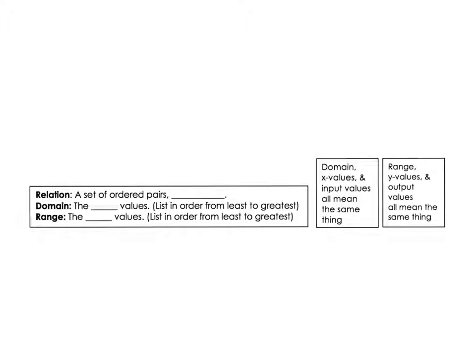So a relation is just any set of ordered pairs, x, y, and the domain is the list of the x values, and we always list them in order from least to greatest, and the range is a list of the y values, and they're in order from least to greatest. So over here it tells you domain, x values, input values all mean the same thing, and then same thing over here, range, y values, output values all mean the same thing.